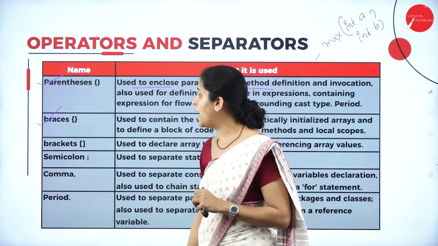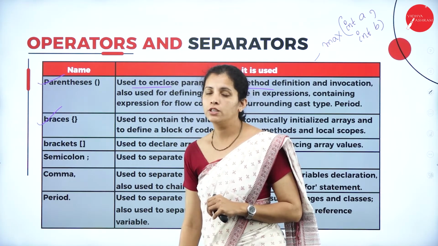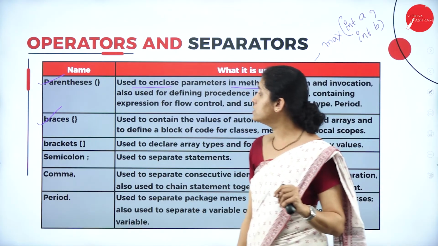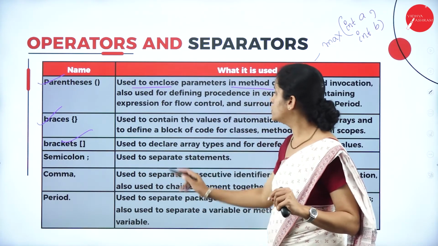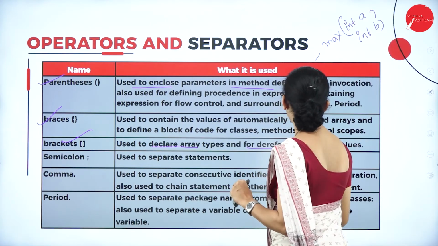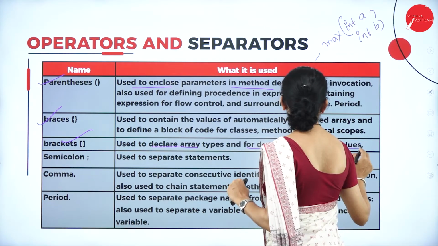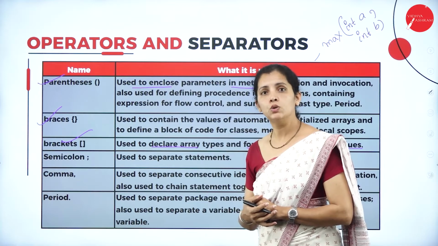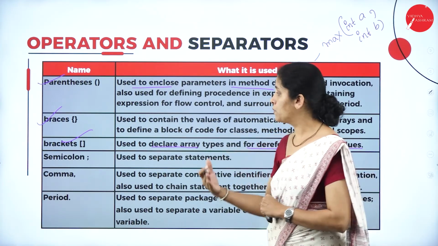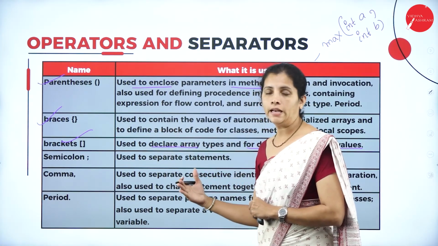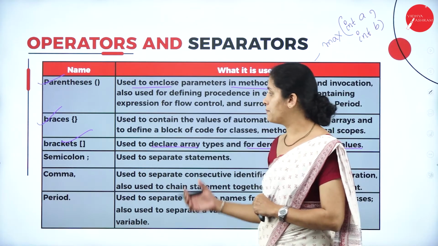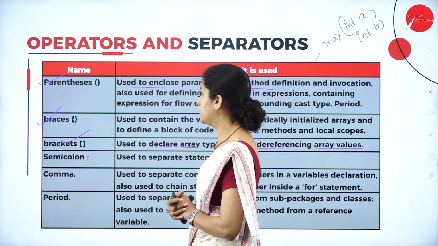Then I'm going to have brackets. Dear student, to define my array, I'm going to use brackets. They are used to declare an array type and for dereferencing array values. That means to retrieve array values, I use brackets, and even to create or declare my array, I use brackets.